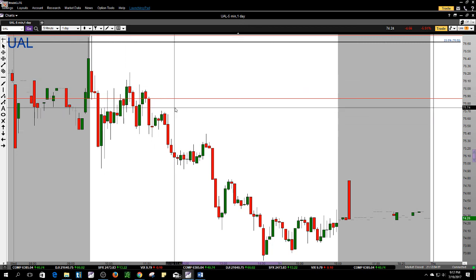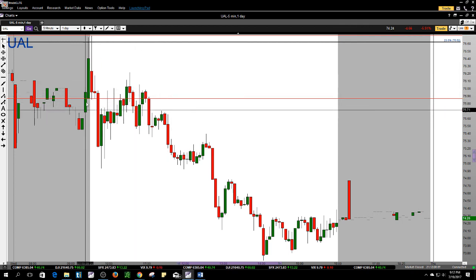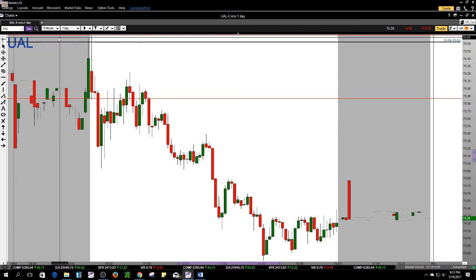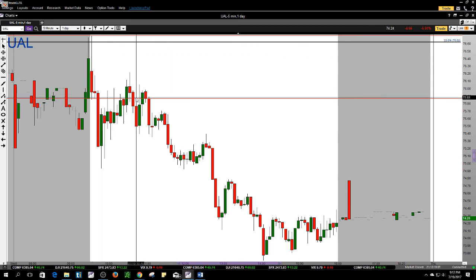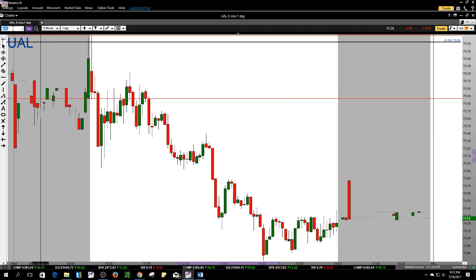So this would be a good example here of a rejection at the ORB in order to take a short position. It would be the same ORB that you're using for the possible trade long or short. It would be the same setup that you're going to use for the short on this trade, and obviously UAL would have given you a nice short to the downside.